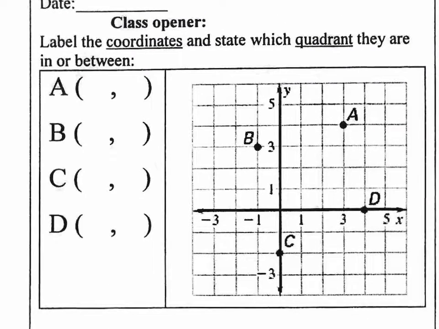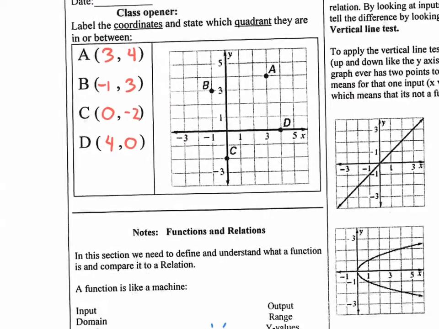Class opener: 3, 4 is the correct answer for A. 3 on the X, 4 on the Y. B is -1 on the X, 3 on the Y. C is 0 on the X, -2 on the Y. D is 4 on the X, 0 on the Y. If you're struggling with that, please get some help or else you won't be able to move on to the next section.